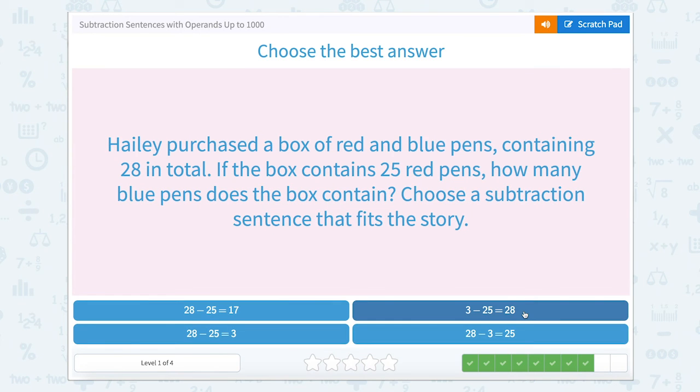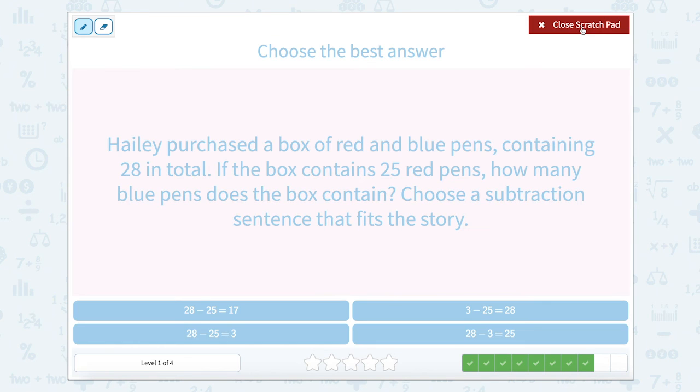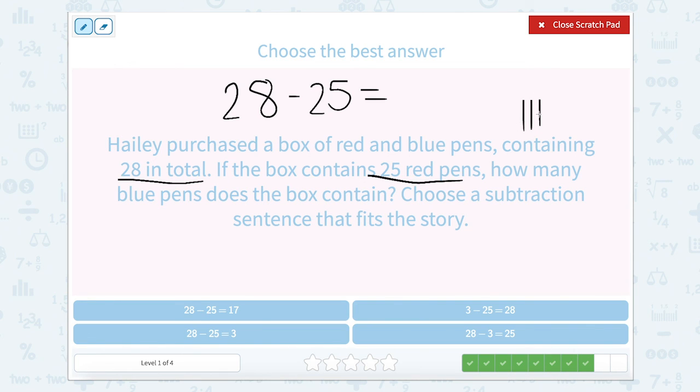Nice work. Haley purchased a box of red and blue pens containing 28 in total. If the box contains 25 red pens, how many blue pens does the box contain? So let's look for the box, how much is in total. Well, right here it says there's 28. So we know that there's 28 in total, and it contains 25 red pens. So we're going to subtract those 25 red pens. And so I'm going to count up from 25. 25, 26, 27, 28. That's 1, 2, 3. So 28 minus 25 equals 3.